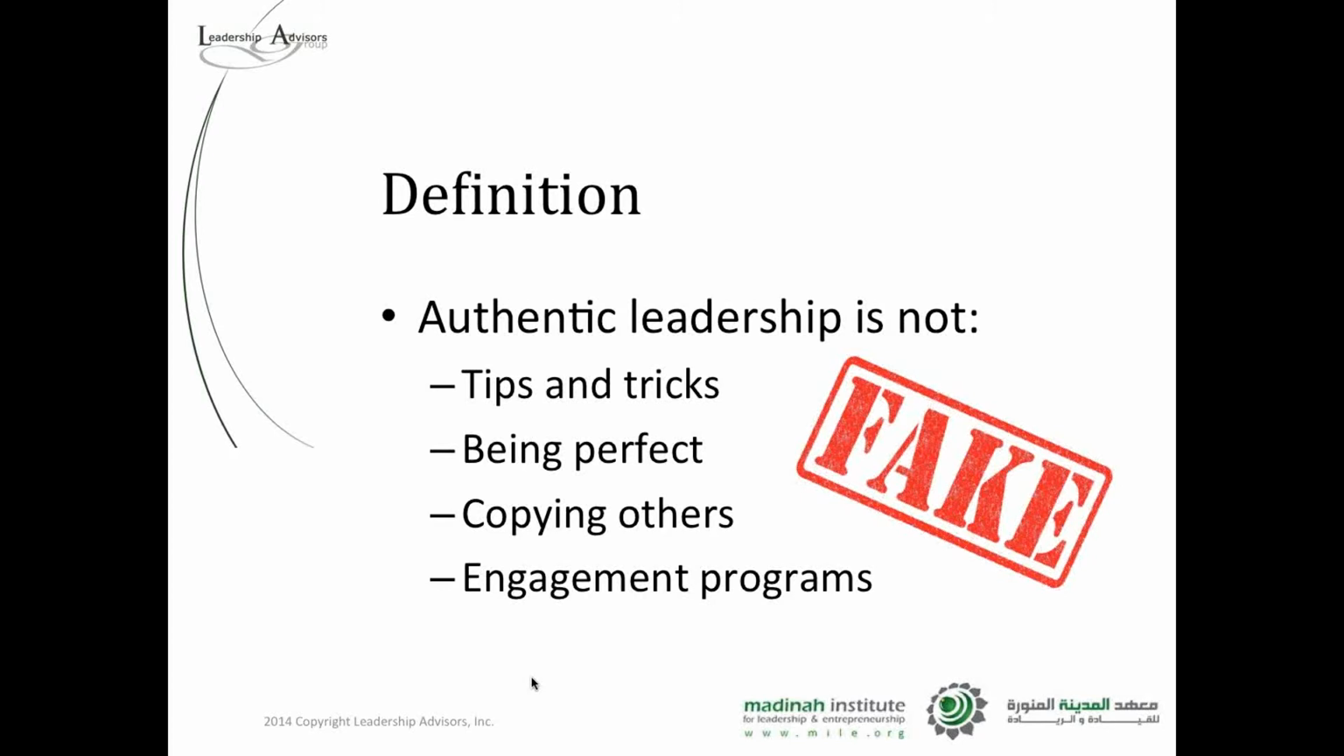So that gives us some rounding now, if you will, about what we mean when we say authentic leadership. We're talking about that passion, that capability to transparently engage, motivate, and move people toward achieving shared goals. We're not talking about just a list of tips and tricks. We're not talking about perfection. We're not talking about copying other people. And we're not talking about just a series of engagement programs to try and trick people into giving their hearts and their minds to the organization. So with that definition, let's narrow it just a little bit more and talk about the authentic leadership framework.